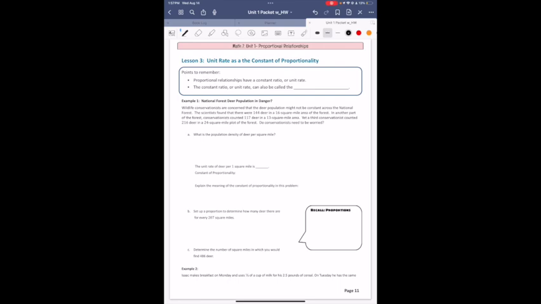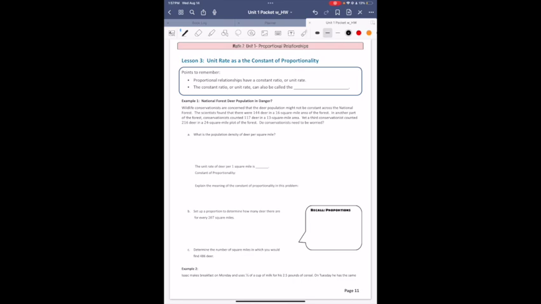Okay, so we are on lesson 3. Today we're going to talk and learn about something called the constant of proportionality. So up in the top in this box, some points to remember that we have been talking about is that a proportional relationship has a constant ratio or a unit rate. So in order for them to be proportional, they have to have a constant ratio or a unit rate.